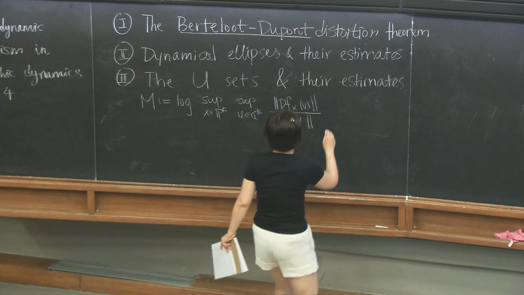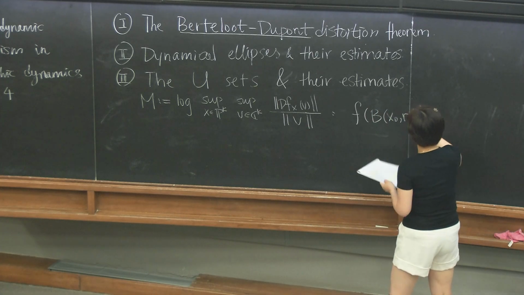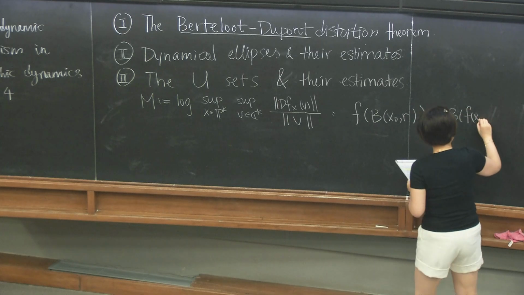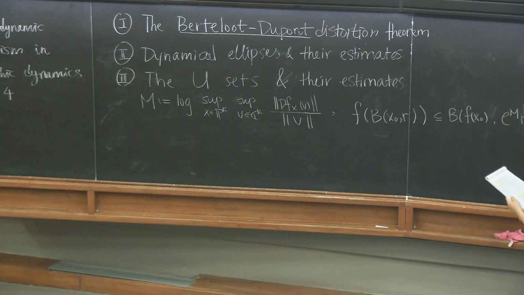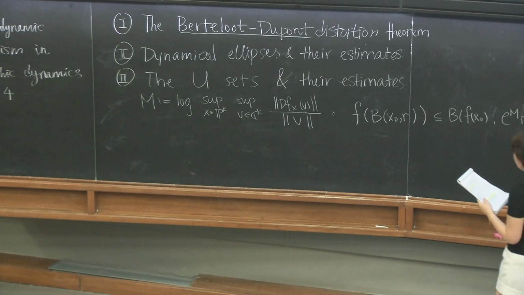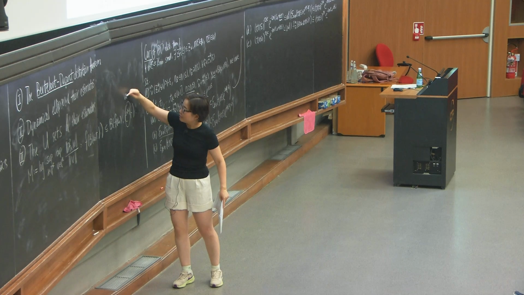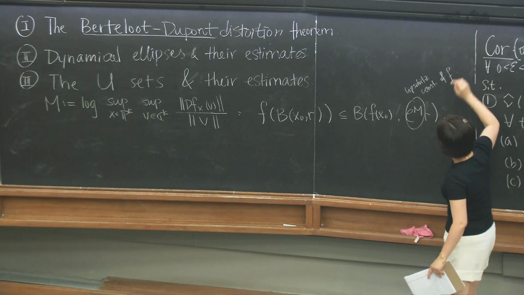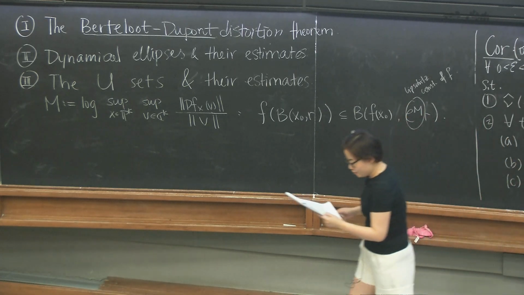So basically, e to the power of M is an upper bound for the Lipschitz constant, right? If you have a ball at x0 of radius r, then this image is going to be contained in the ball at f of x0, and e to the power of M times r, for every x and every r. So this one plays the role of the Lipschitz constant of f. It's at most how much f expands things.